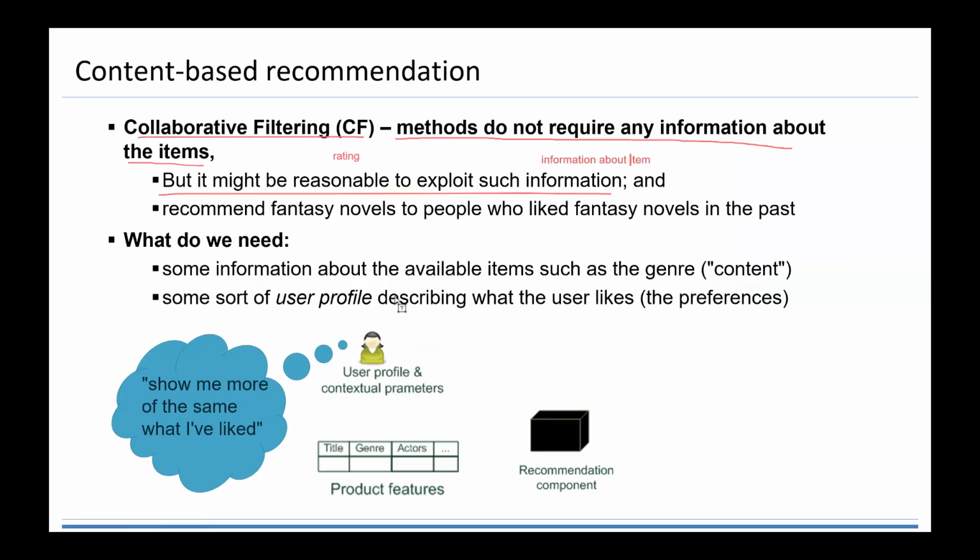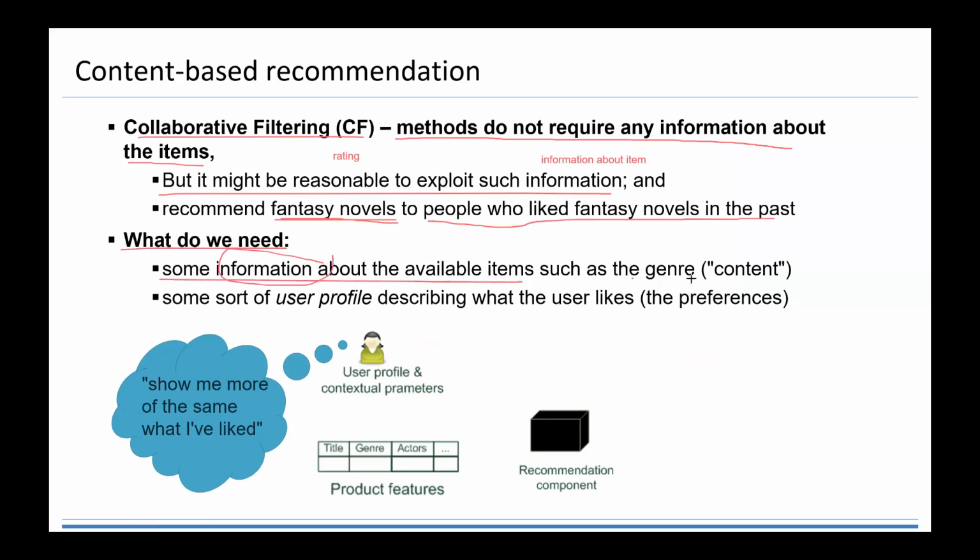For example, if we know about a novel, for example, I know that the novel is fantasy, or maybe the novel is about politics, or the novel is about romance. So we know that people who liked fantasy novels in the past will like fantasy novels in the future. Okay. So what do we need? Some information about the available items. So we need to look at what information the items have.